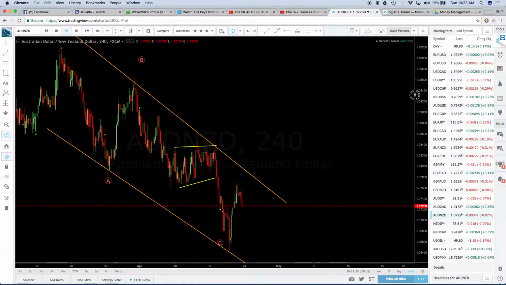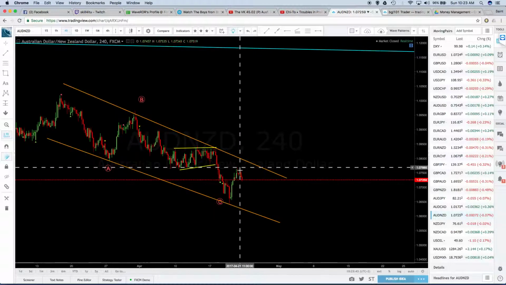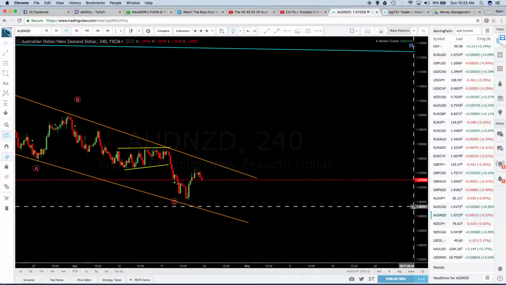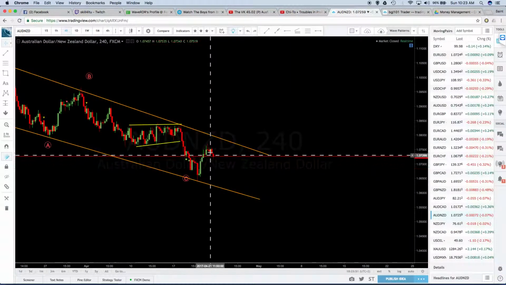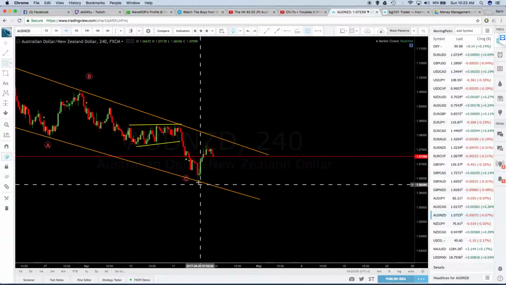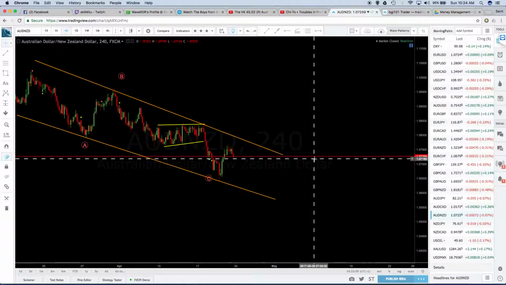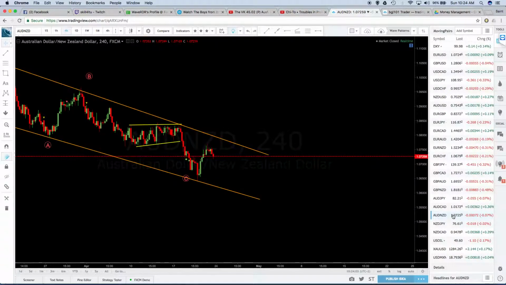AUD NZD, you got kind of the same thing. It looks like it has given a top, but it's not really a clear pattern. So if that is a top, then we'll be looking for it to make another move down into this area, possibly into the money area, somewhere around here. So we'll have to let this pattern form a little bit more. It's just not clean as we would like to see it.